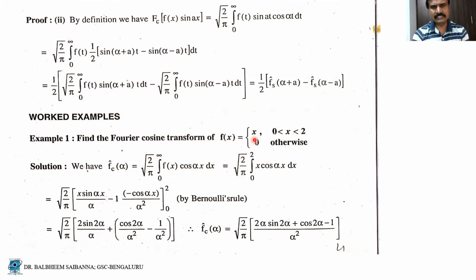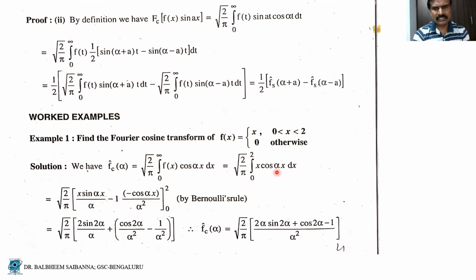Square root of 2 by pi as it is, x lies between 0 to 2. Here 0 to infinity, we are changing to 0 to 2. Here our infinity is 2. Then f of x is x, and cos alpha x dx as it is. So square root of 2 by pi as it is, to integrate this x cos alpha x dx we use Bernoulli's rule. What is Bernoulli's rule? By Bernoulli's rule, we can integrate the two functions continuously. Here x is the first function, cos alpha x is the second function.